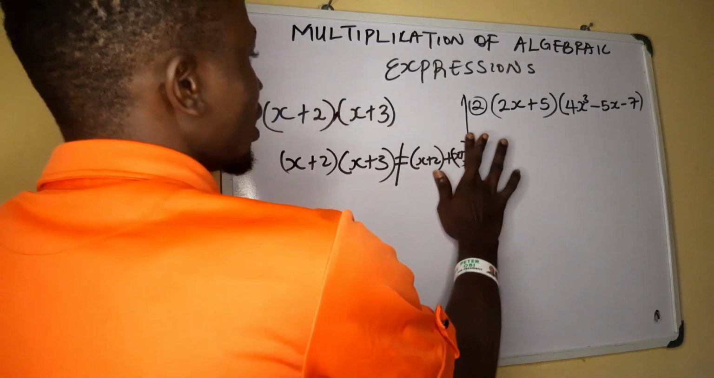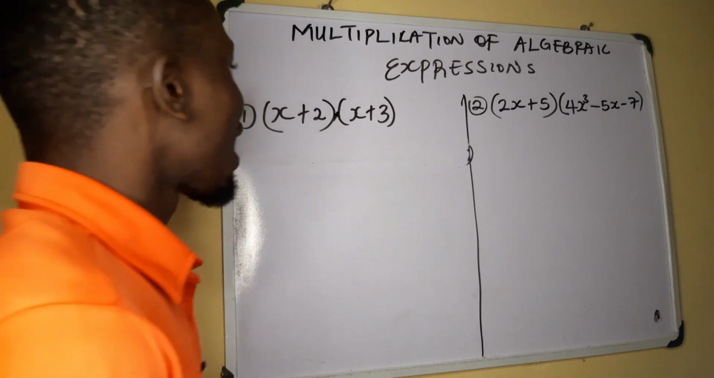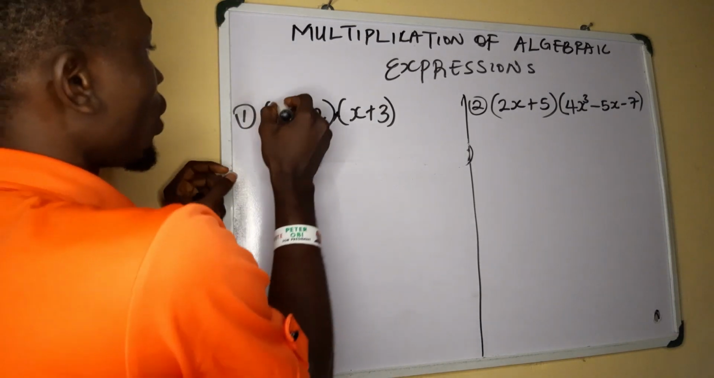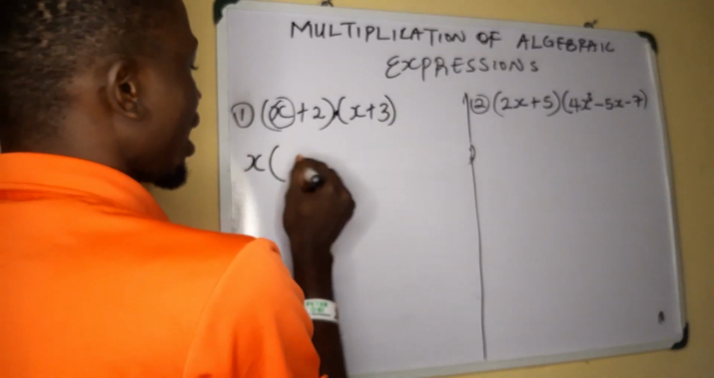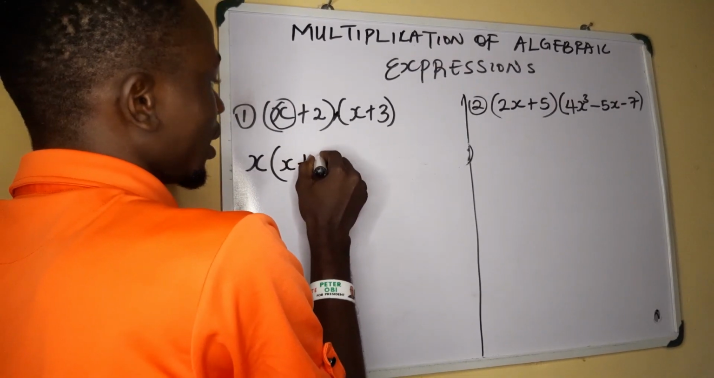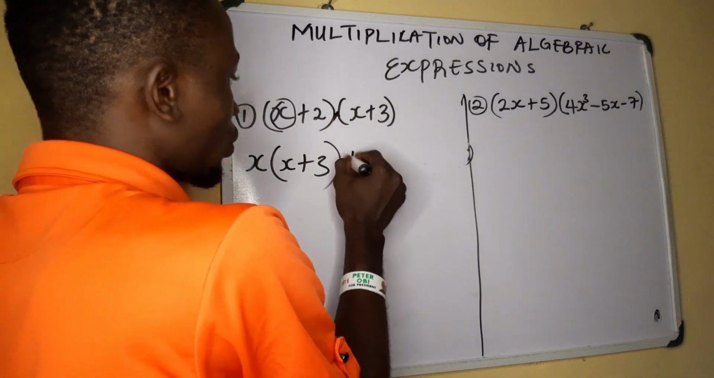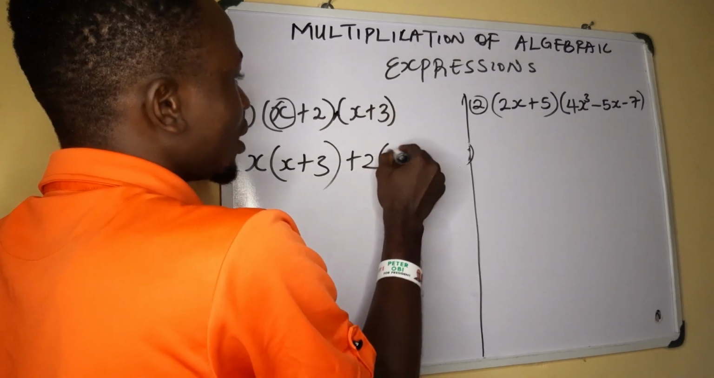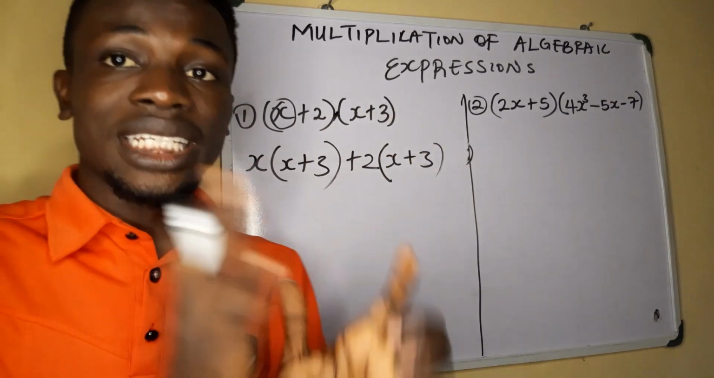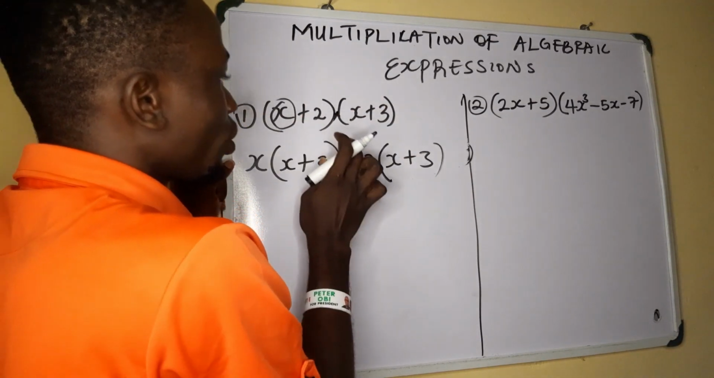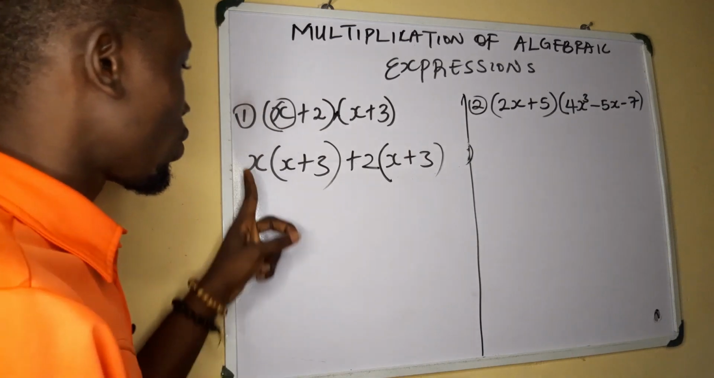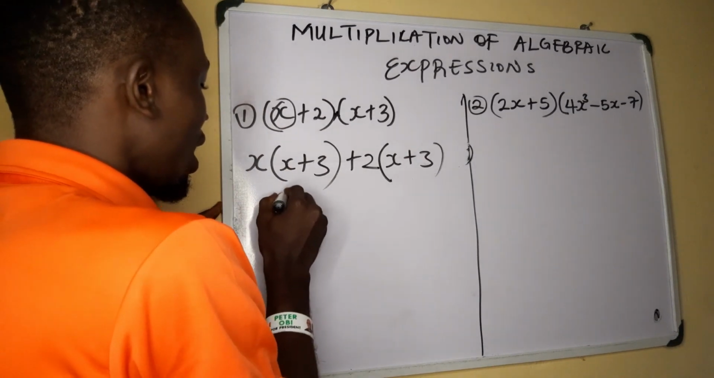So multiplication is this. So how do we now solve this? We are going to demarcate. We are going to take this first expression here, this first x, and multiply everything that is inside this bracket. Then take plus 2 and multiply the same thing inside the bracket. So that is how to expand. Take this, multiply everything inside here. Take this and also multiply everything inside here. So x times x will give us x squared.